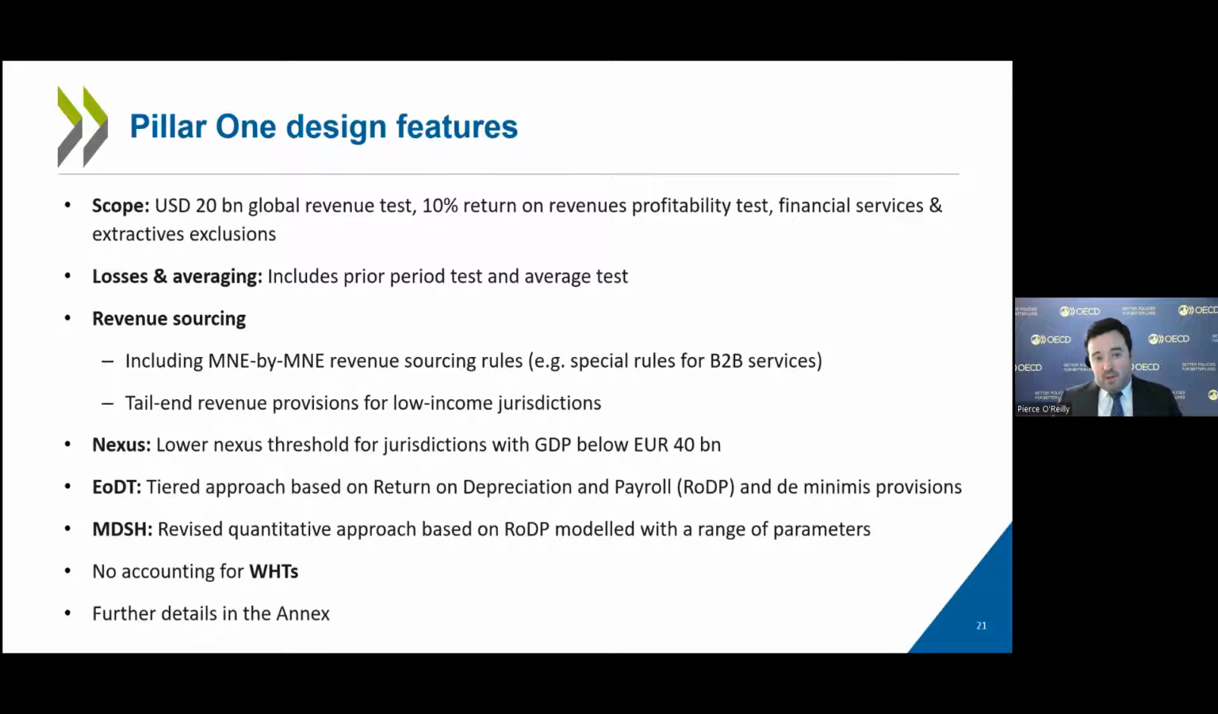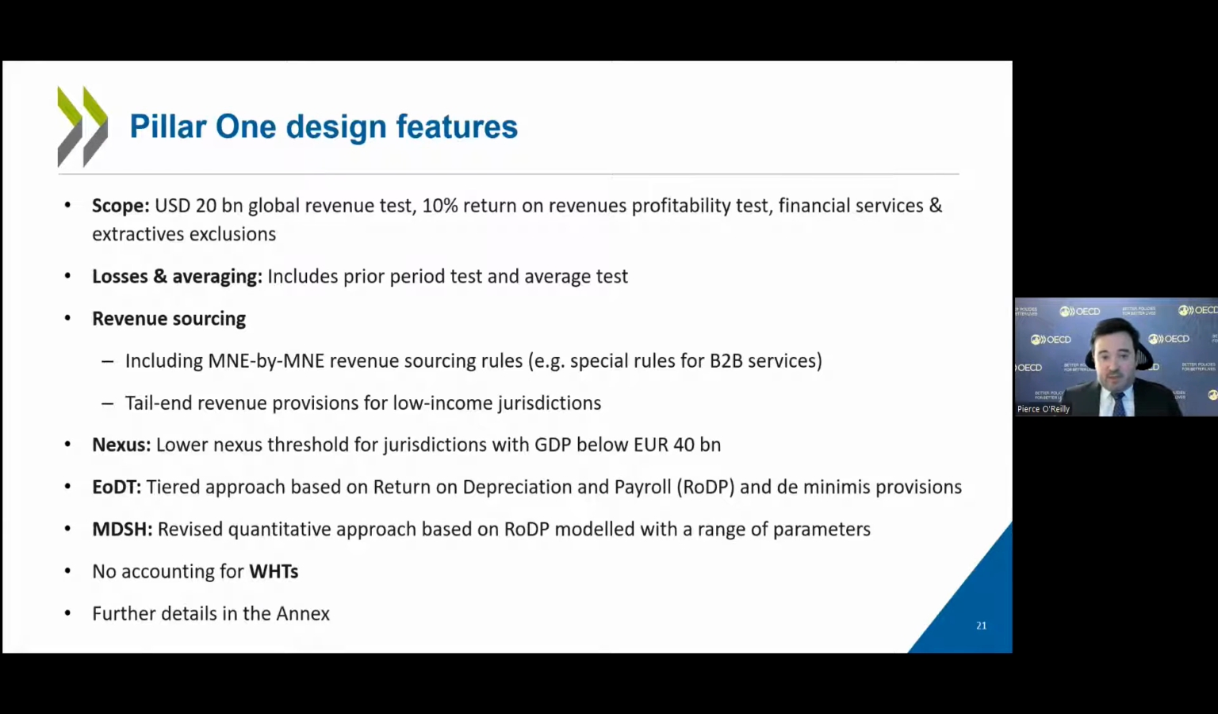This pot of tail end revenue, which is capped at 5%, can be allocated to low income jurisdictions. So we assume that half of M&Es won't necessarily all do that, and it's only available to certain kinds of M&Es in the revenue sourcing rules, but we assume that 2.5% of the revenue of consumer facing business M&Es was allocated to low income jurisdictions. And that's important because that's a feature of Amount A that can be beneficial for developing countries that we were able to take into account. In addition, for the nexus rules, there are lower nexus thresholds for smaller jurisdictions. We took those into account.